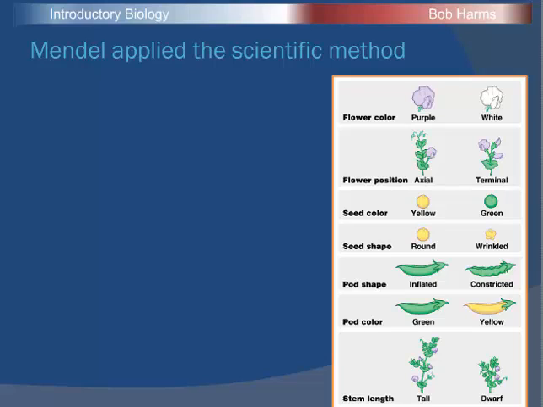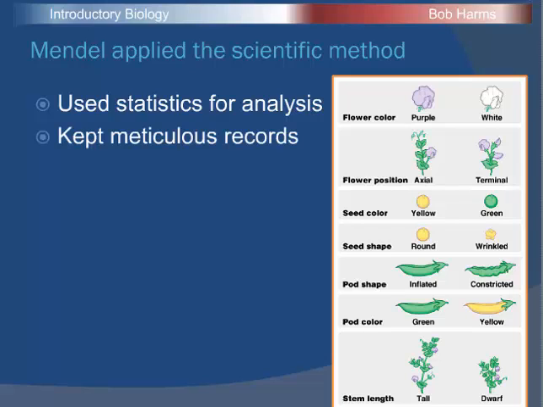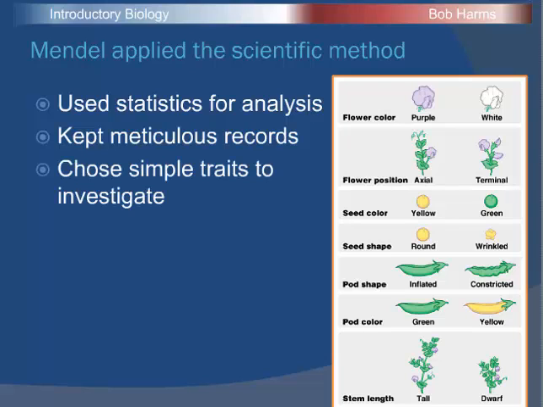Mendel was really the first to apply statistics in this scientific method, and in fact his experiments today are still a model for how to go about designing an experiment. He was a very meticulous record keeper. Now, because Mendel was starting from scratch, he did pick traits that were relatively simple.